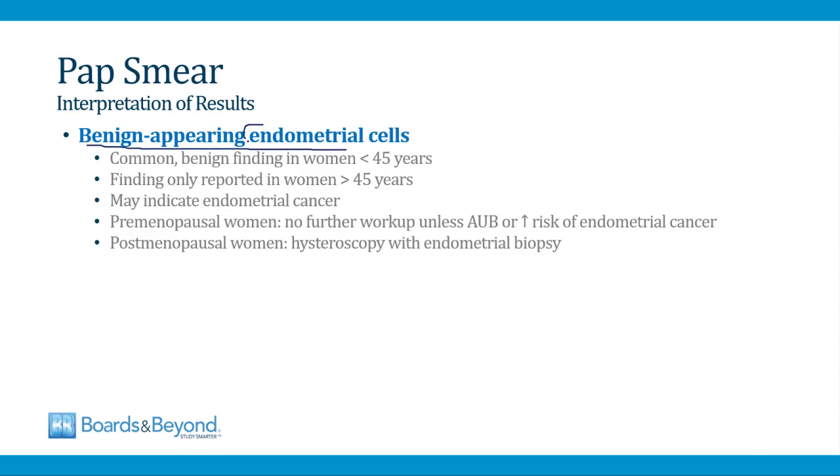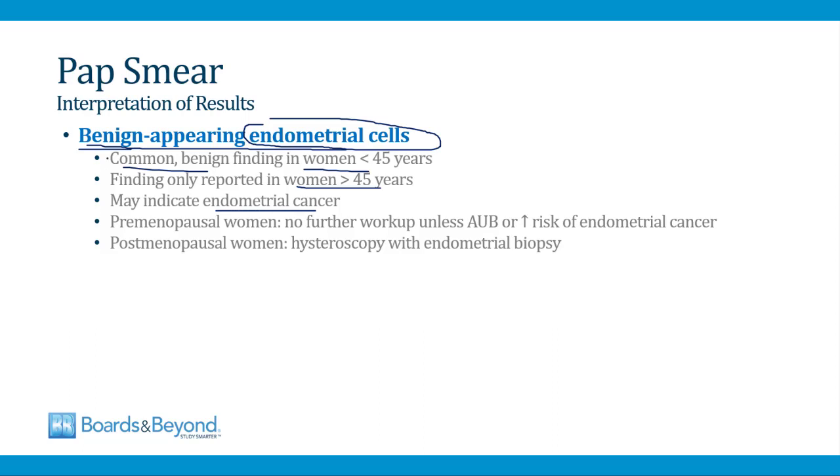Another potential finding on Pap smear is the presence of benign appearing endometrial cells. This means that endometrial glandular cells were identified, but they are benign appearing and not atypical. This is a very common and benign finding in women under 45 years of age, and for this reason, this finding will only be reported by pathologists on Pap smear in women who are age 45 or greater. The reason it's reported in this age group is because there's a small chance it indicates endometrial cancer.